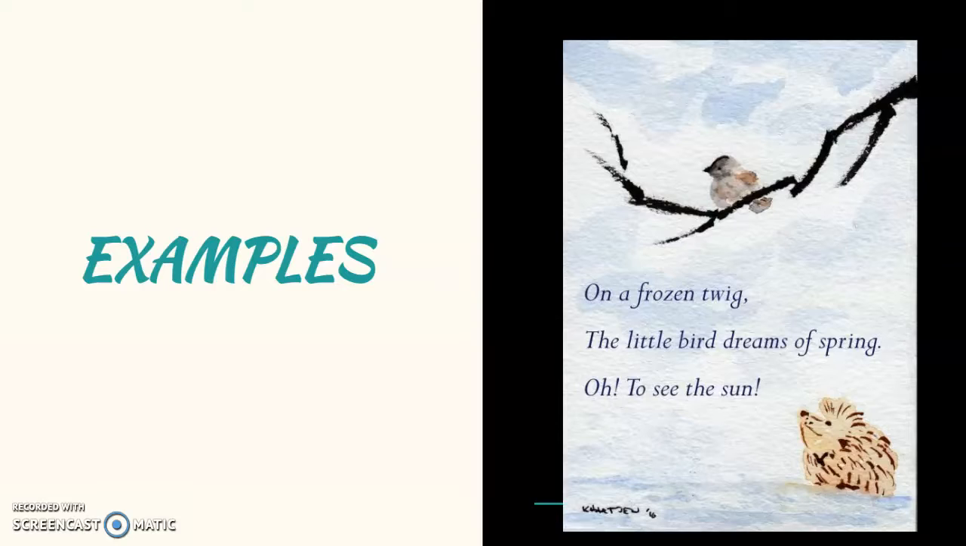So on a frozen twig, that's 5. The little bird dreams of spring, that's 7. Oh, to see the sun, that's 5 more. If you need help counting out your syllables, just clap them out like this. On a frozen twig. And if you need help remembering how many you've counted out, just use your fingers.